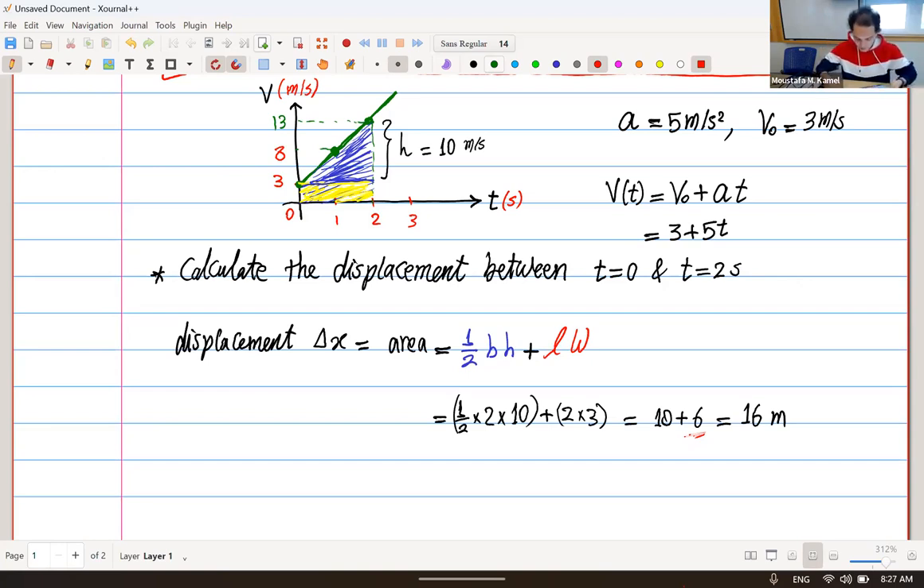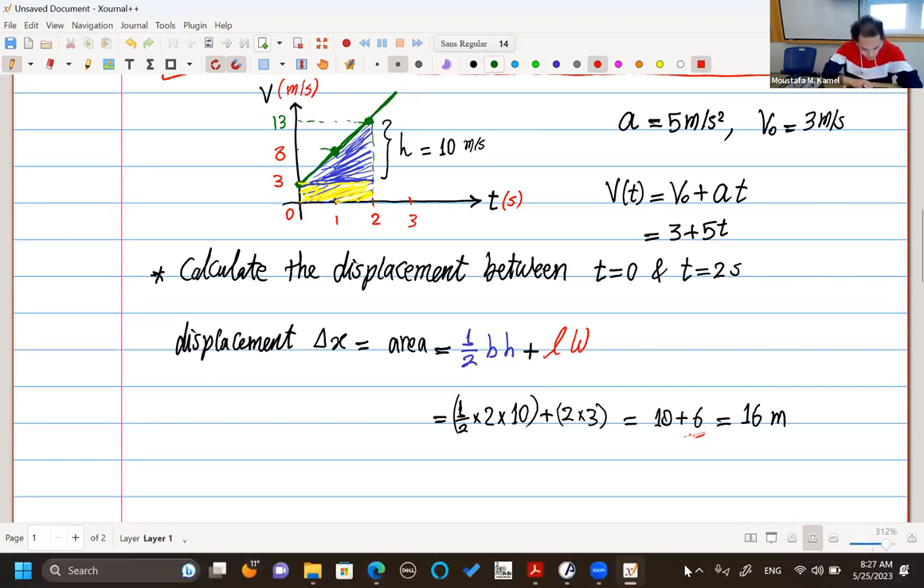If I can get it swiftly. I have the base of the triangle 2, but the rectangle is 3.